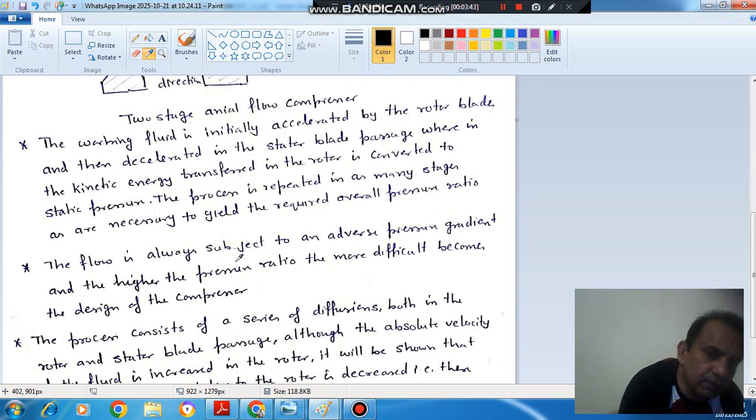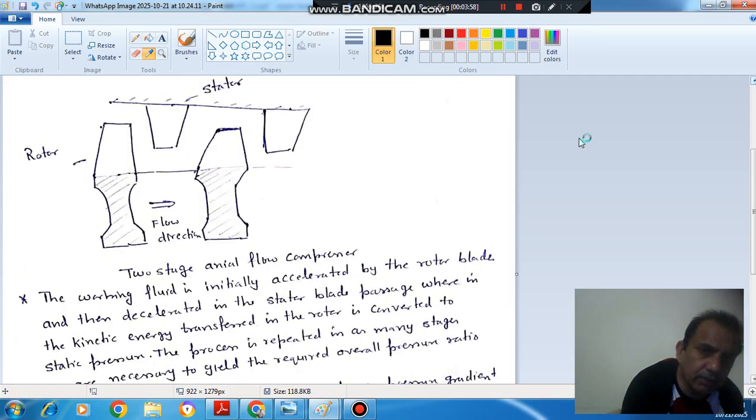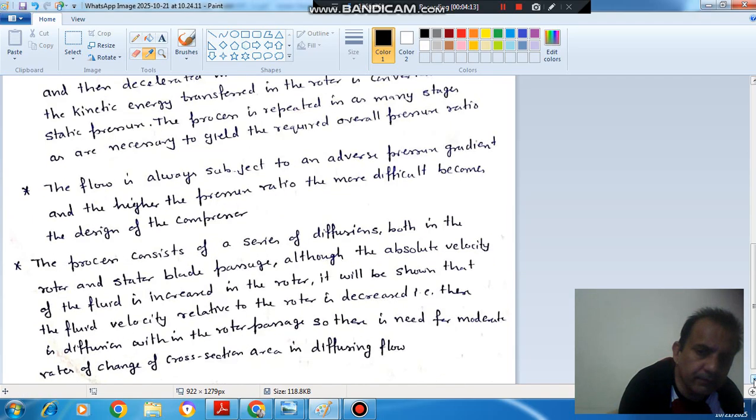The flow is always subject to an adverse pressure gradient, and the higher the pressure ratio, the more difficult becomes the design of the compressor. If there is a very high pressure ratio, then the design of the compressor will become more difficult, because we have to make more effort to make the flow go in the direction of the adverse pressure gradient.